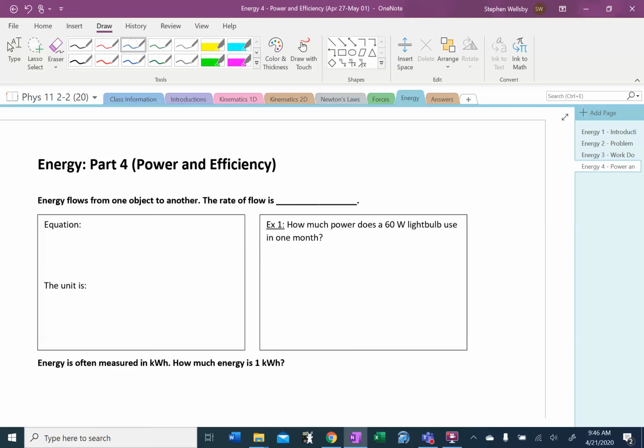Today we're working on the last two topics in the topic of energy. And those two topics are power and efficiency. So good deal for you. You get a 2-for-1 this week. I'm sure you're all very excited.